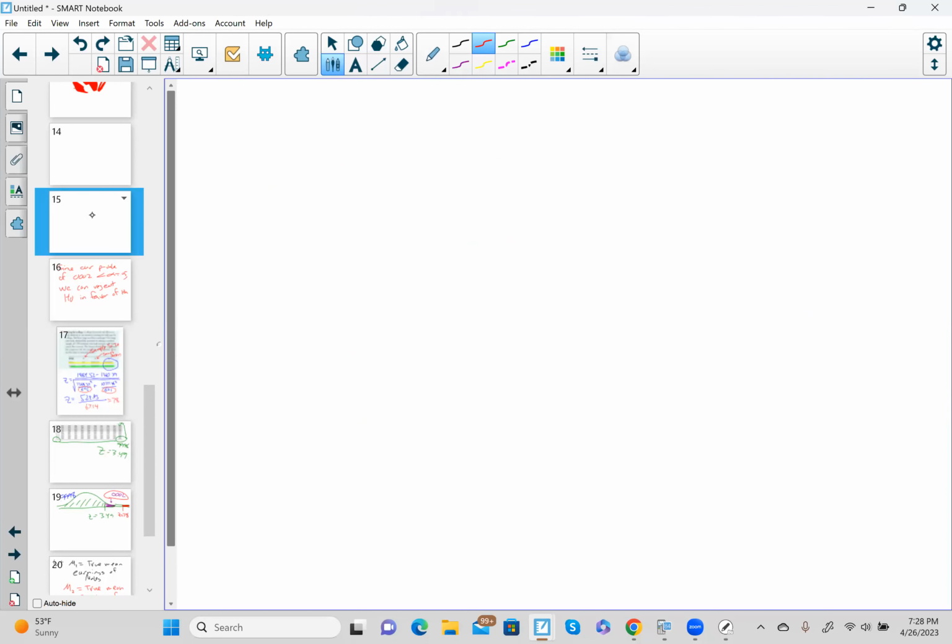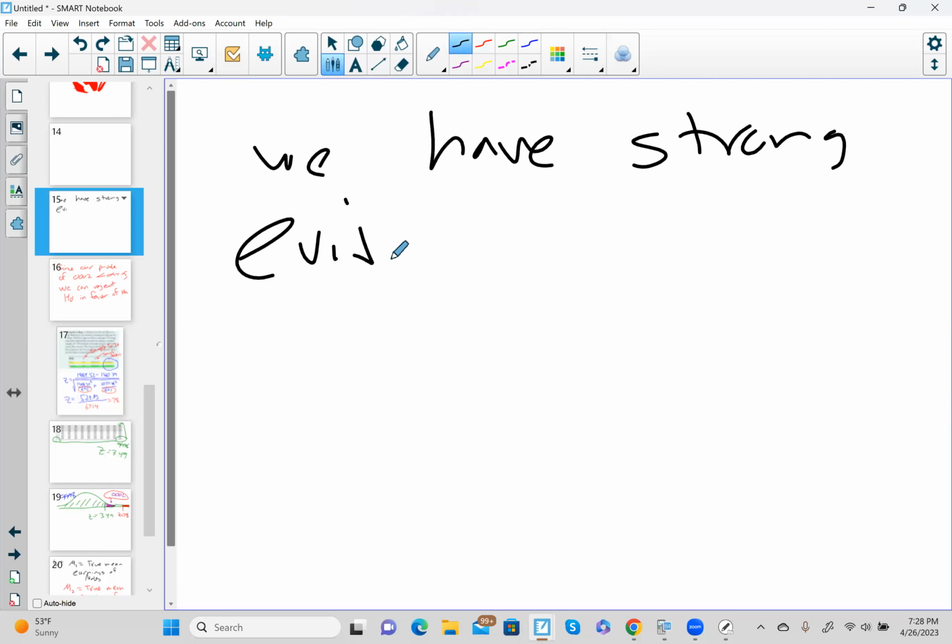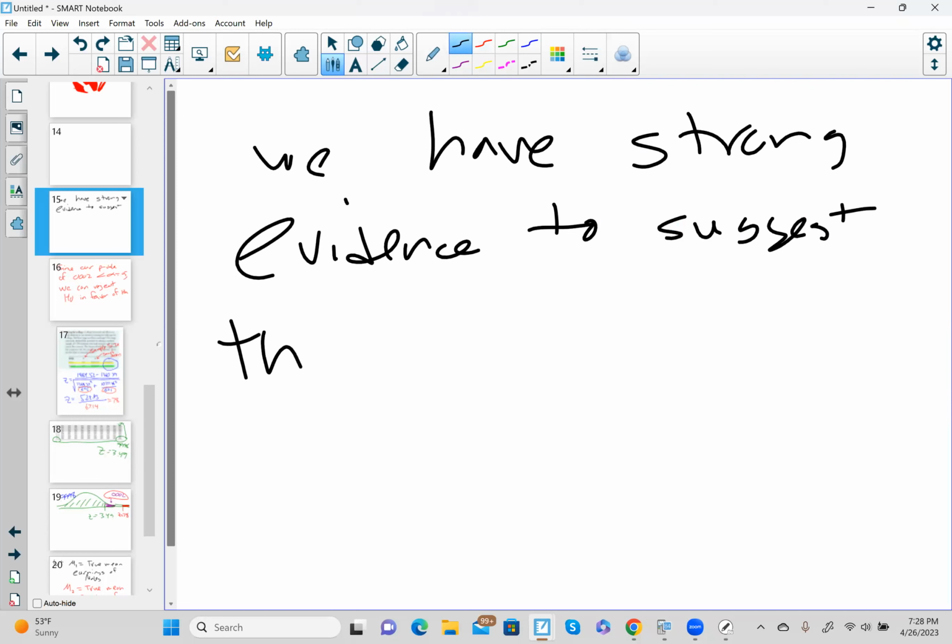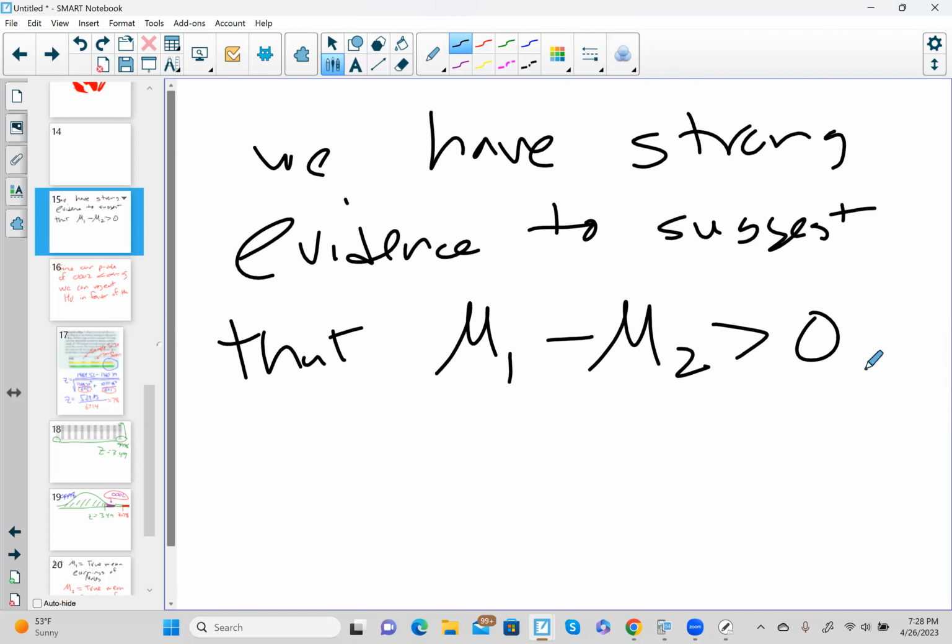So that means we have strong evidence to suggest that mu1 minus mu2 is greater than 0.